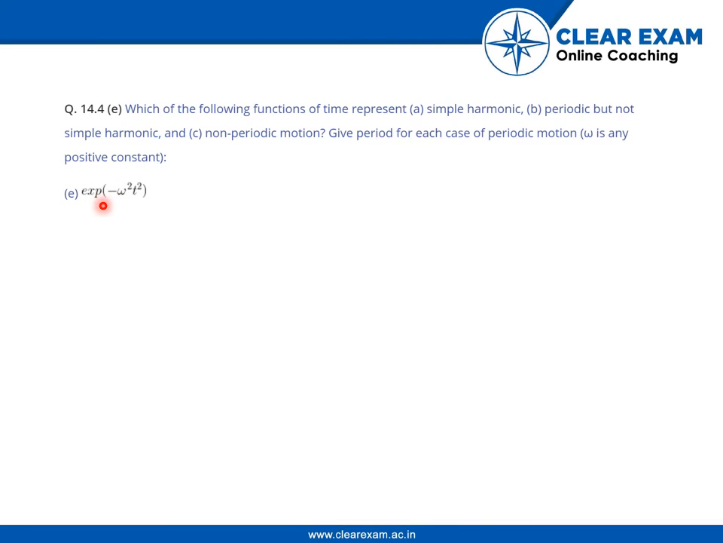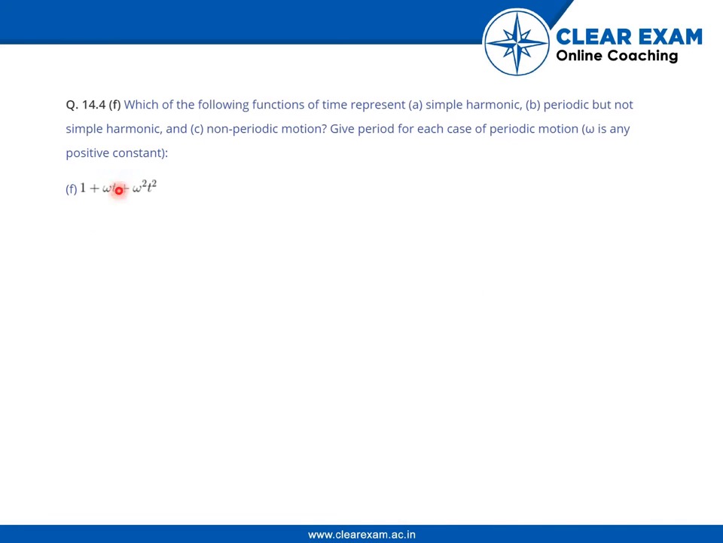Then e to the power minus omega squared t squared. The given function is exponential and therefore does not represent periodic motion. So the next one is 1 plus omega t plus omega squared t squared. This does not represent periodic motion, as it cannot be represented in that particular format, right?